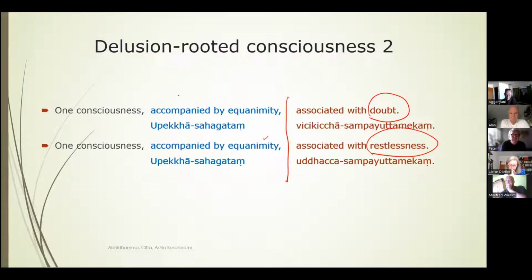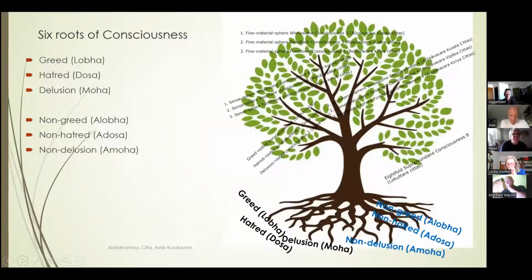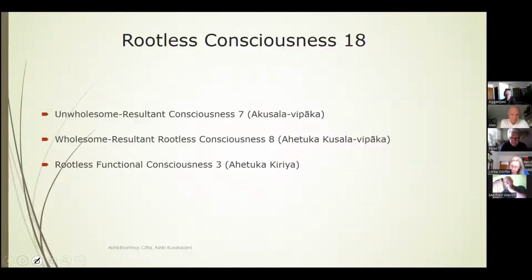So these 12 consciousness are unwholesome consciousness, 12 unwholesome consciousness. I want to finish here. I want to go to the next group, which is rootless consciousness.